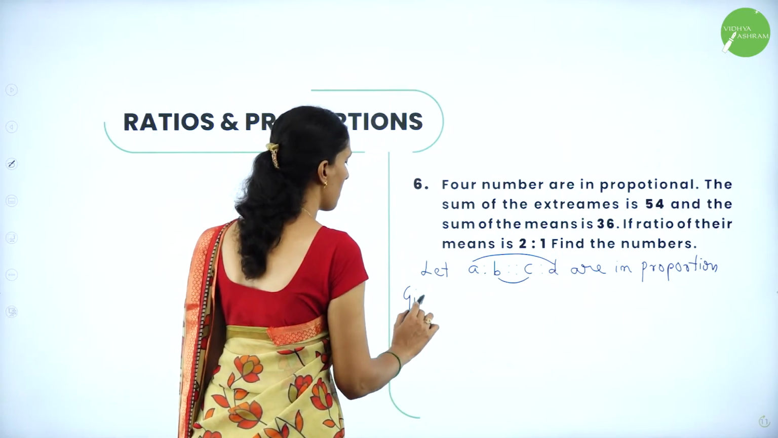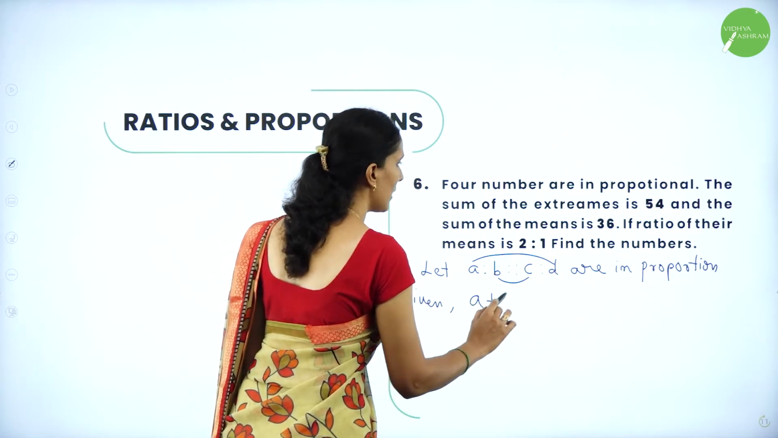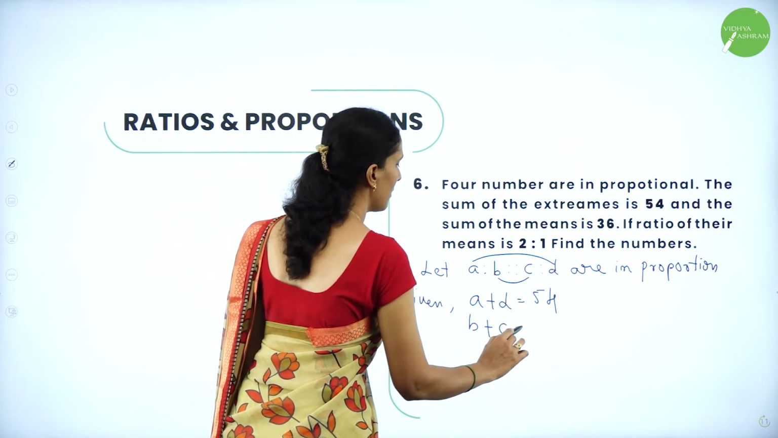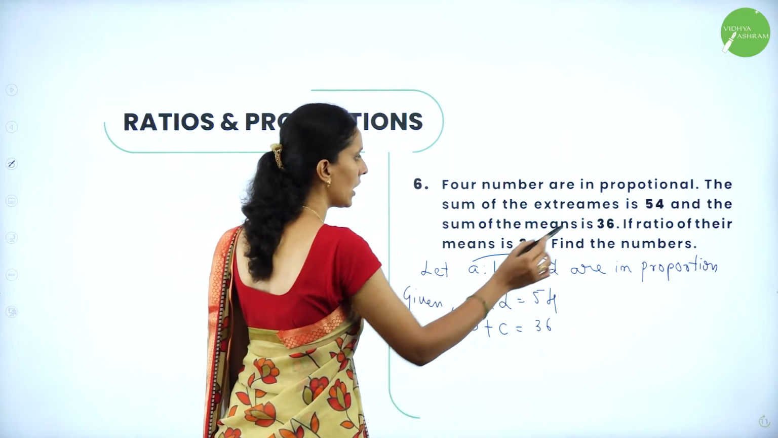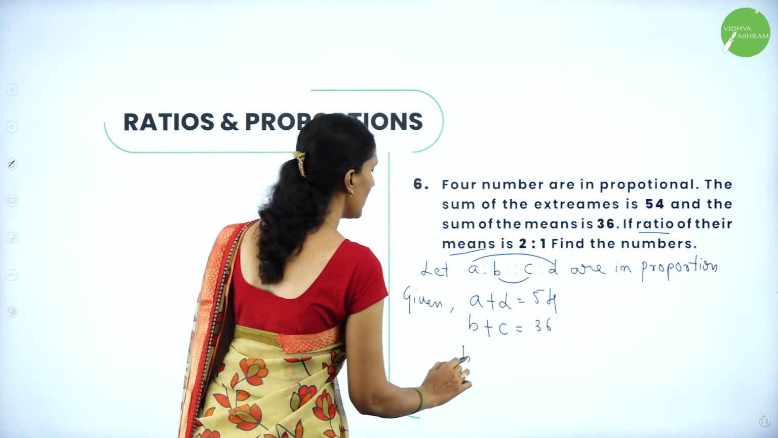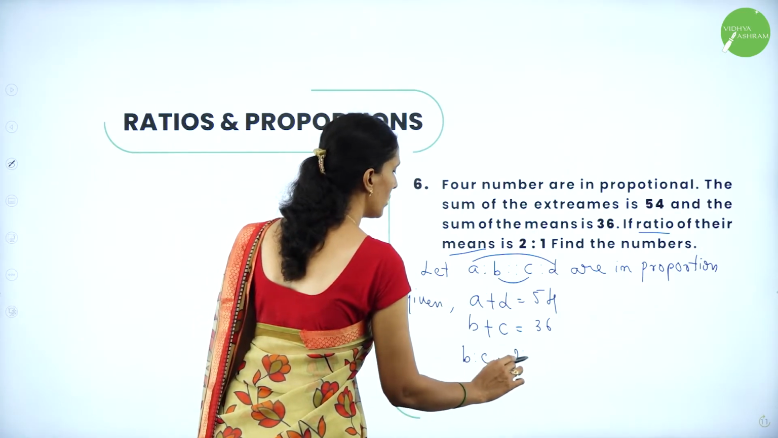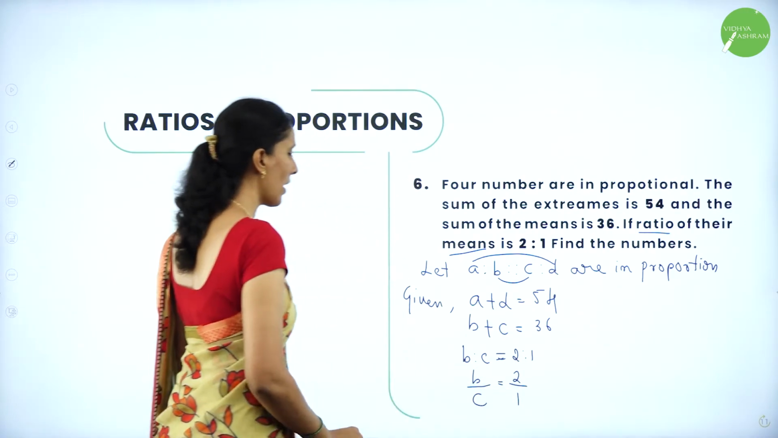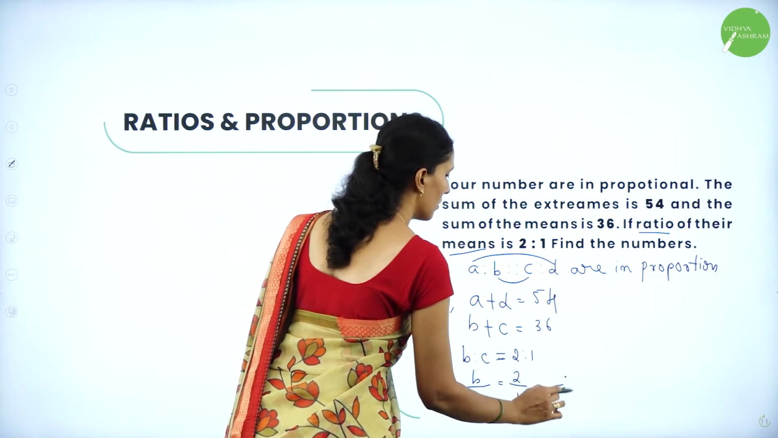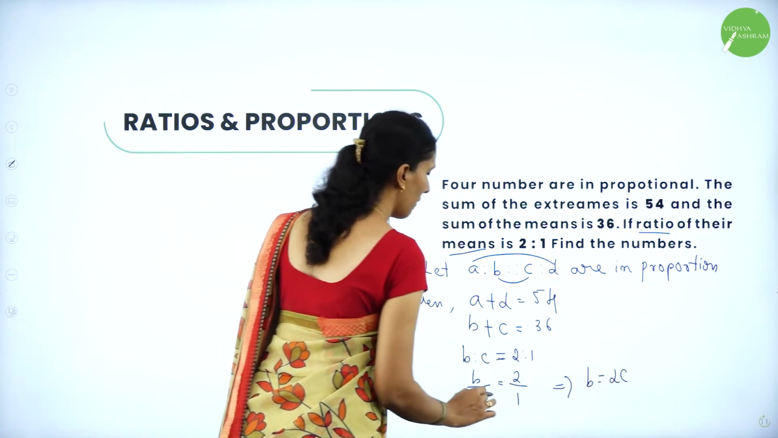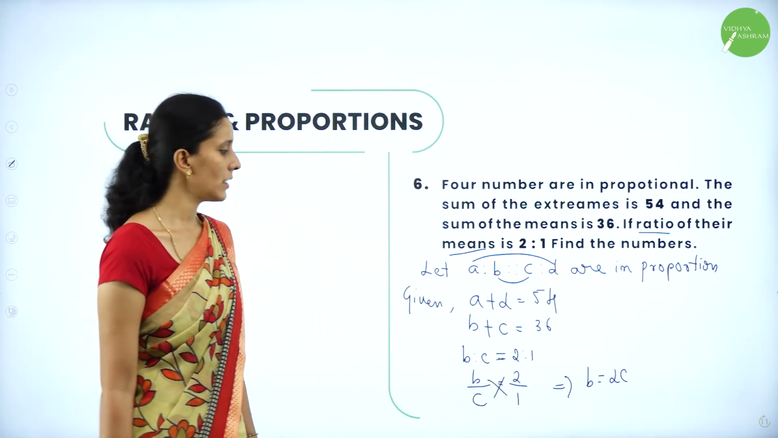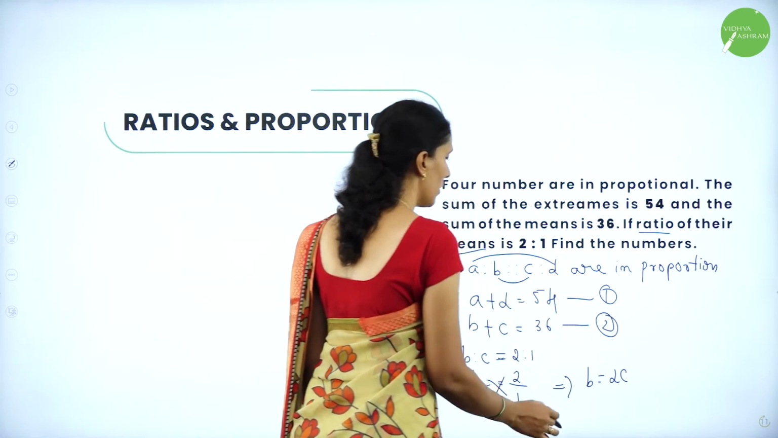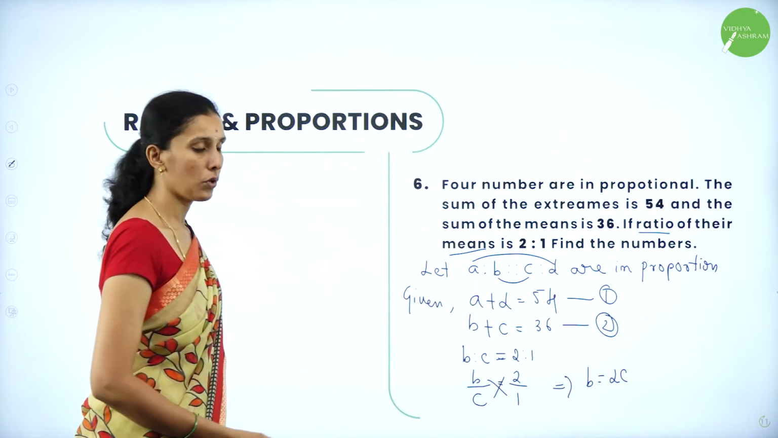Given A plus D is equal to 54 and B plus C is equal to 36. Also they have given the ratio of the means, that is B is to C is equal to 2:1. That is B by C is equal to 2/1, or I can write B is equal to 2C. When you cross multiply, you will get B is equal to 2C. So let me take this as equation 1 and equation 2. We have the value for B is equal to 2C.